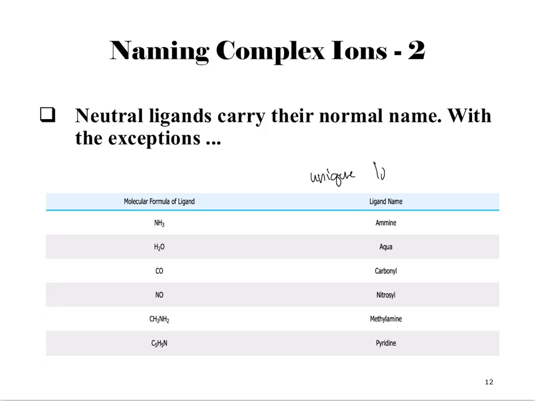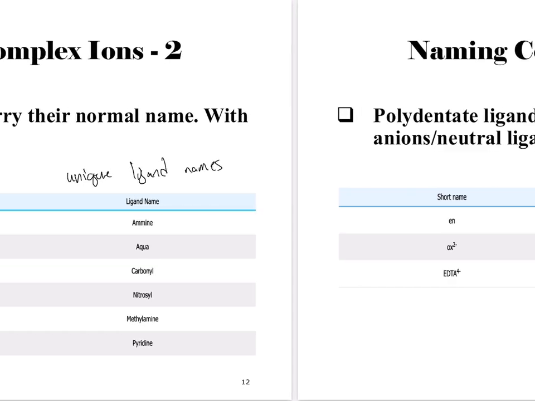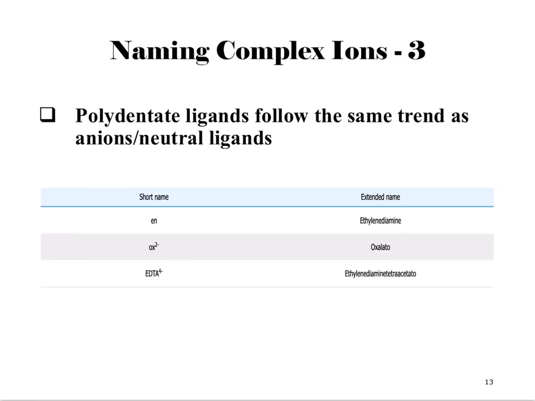These are unique ligand names. But other neutral lone pair donors, so let's see, if we had benzene, for example, that can also donate lone pairs. That one would just be called benzene. So these are the good ones because they carry the normal name. The only ones that you'll probably see would really be carbonyl, aqua, and amine. I probably won't give you anything like methylamine or pyridine, right? Those are a little bit more complicated. So these are neutral. They just carry the normal names, except some that have an exception.